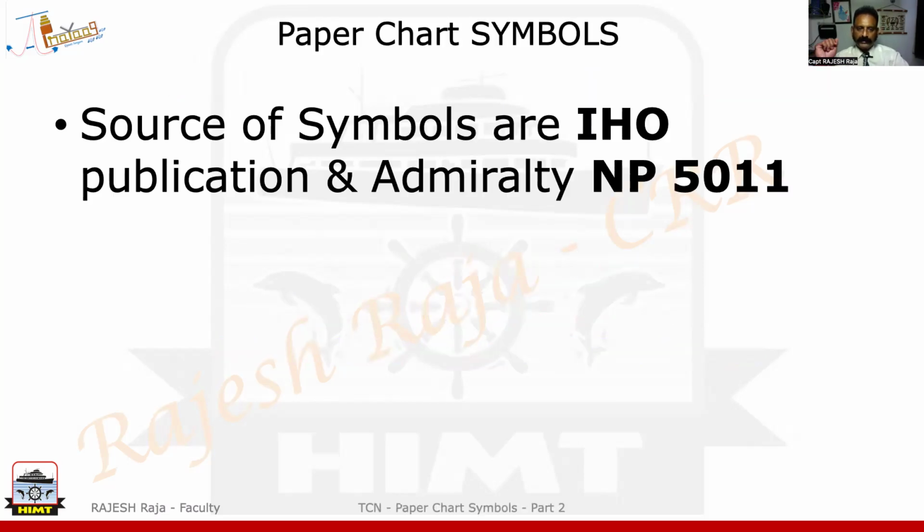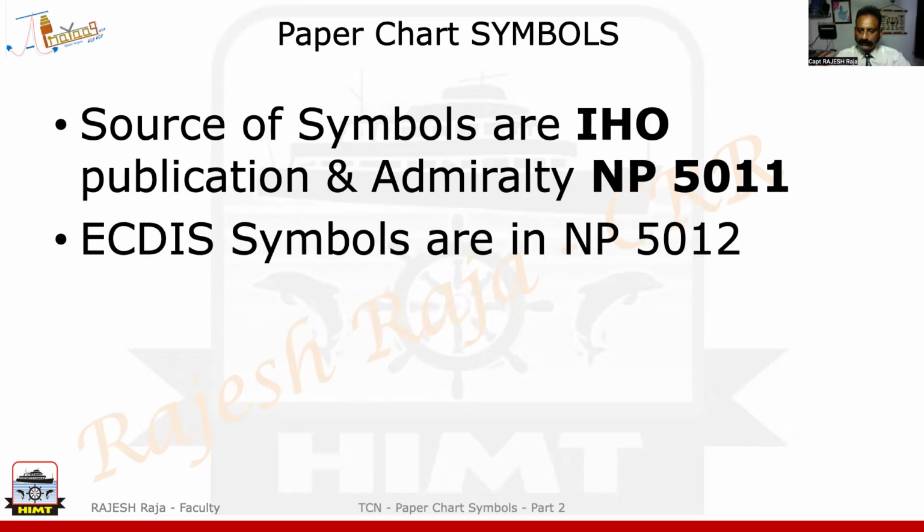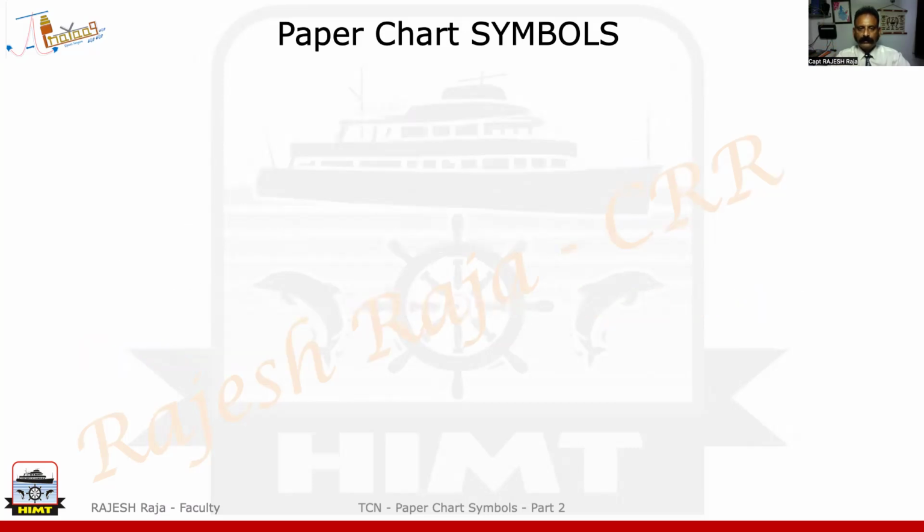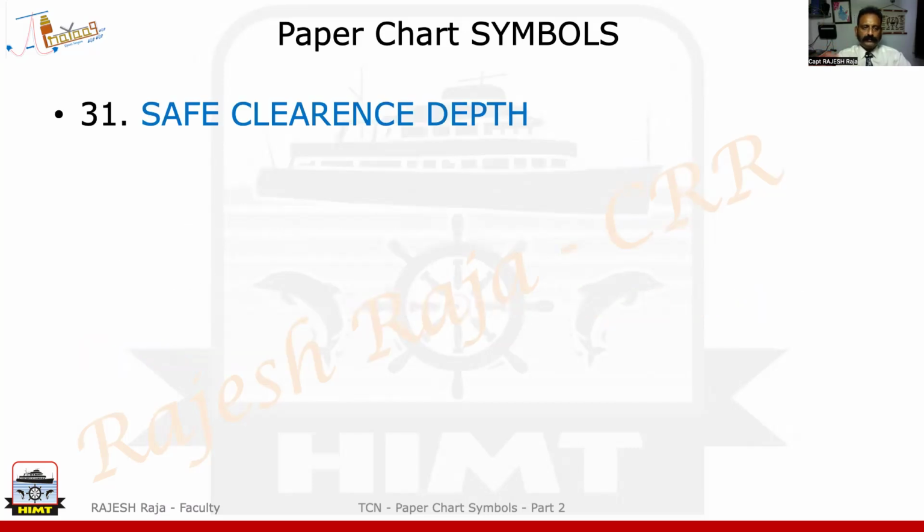Just as a recap, paper chart symbols are mentioned in NP 5011. ECDIS chart symbols are in 5012. I'm sticking to the paper one, that is only 5011 and its replica. That is what I'm going to do. As I said, I had already done 30 symbols, so I'll do approximately around 20 more. It's a small video compared to the rest of the videos, so I'll finish it off fast.